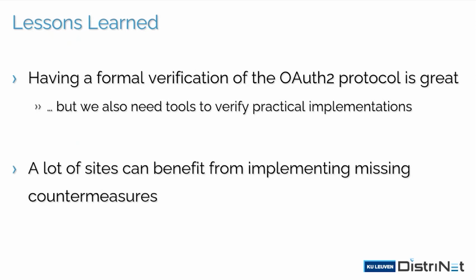Finally, OAuth has been formally verified, so there's a mathematical proof that says it's correct, and that's fine. But we obviously see a lot of implementation flaws, so it's still important to take a look at that and make sure that even if you are using a very good protocol, you actually are using it correctly. And even if you think you are doing things securely, we've seen from the experience we've had with the analysis of the entire ecosystem that a lot of sites can actually benefit from adding more countermeasures.